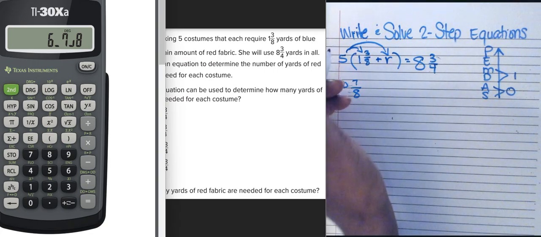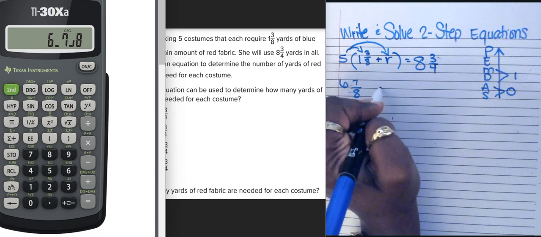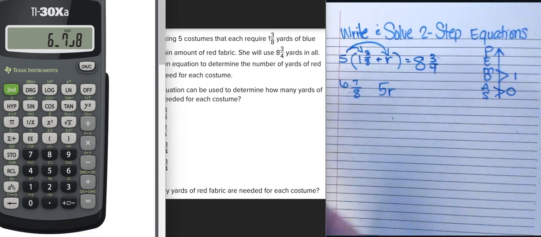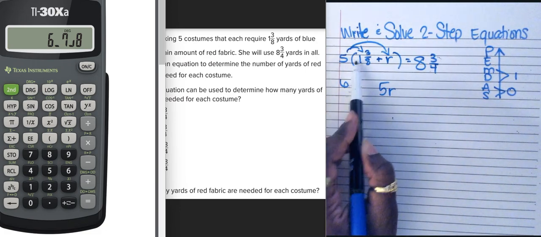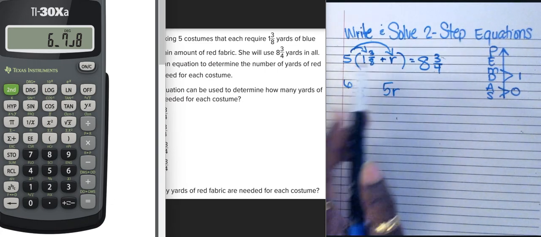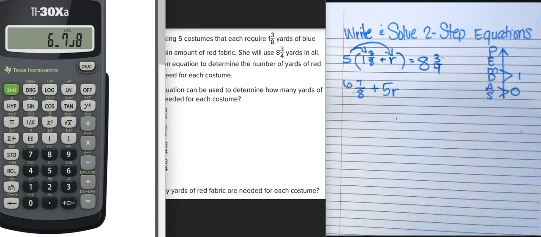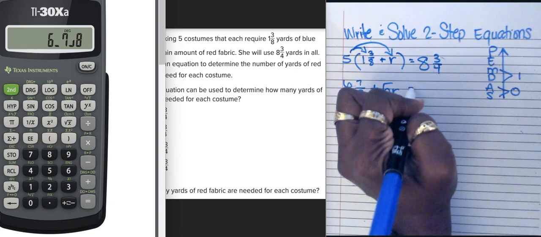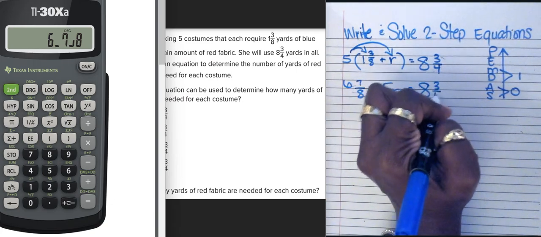Okay. And then we're going to multiply 5 times R. That gives me 5R. I have a positive times a positive, so my first term is going to be positive. And then I have a positive times a positive, so the second term is also going to be positive. And then that is all going to be equal to 8 3/4.